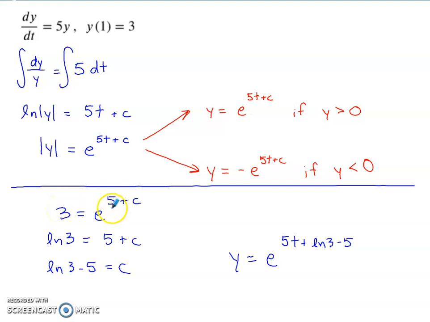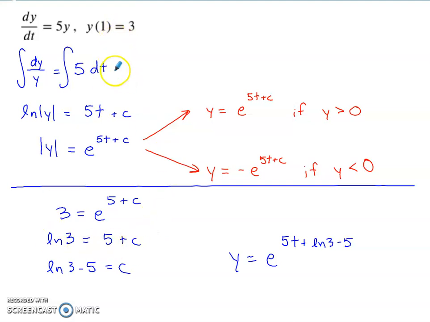Now if I use this initial condition, I put 3 in place of my y value, I put 1 in place of my t value. y is positive, right? 3 is positive, so since y is positive, I maintain the positive sign in front of the base e. I do a little bit of algebra to solve for c. Here would be my specific solution. So we have two forms of the general solution dependent on the sign of y. And then here's the specific solution that uses this initial condition.